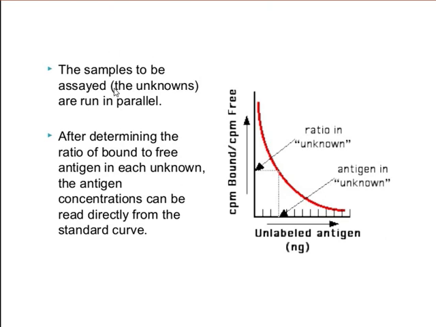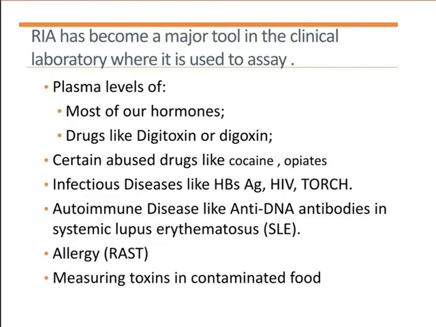So, the samples to be assayed are run in parallel along with the standard curve preparation. After determining the ratio of bound to free antigen in each unknown sample, the antigen concentrations can be read from this standard curve. So, this is how you use the standard curve.